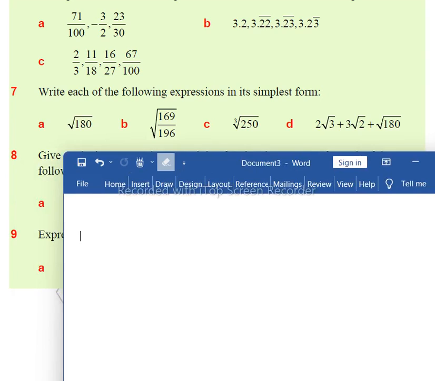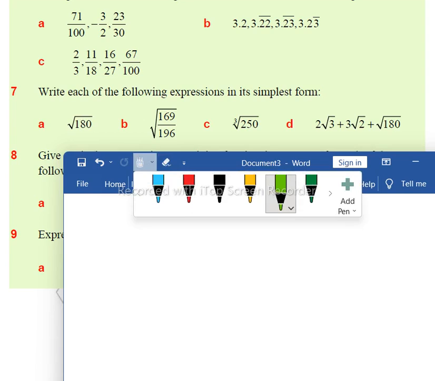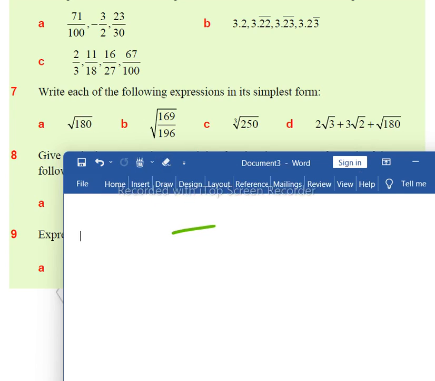Let us do letter C. Under letter C, we have a question given here: cube root of 250.